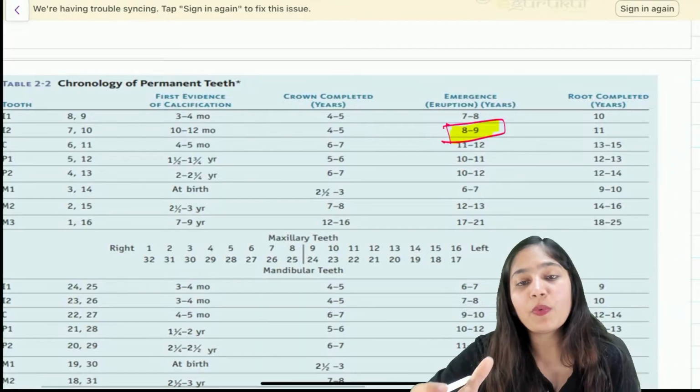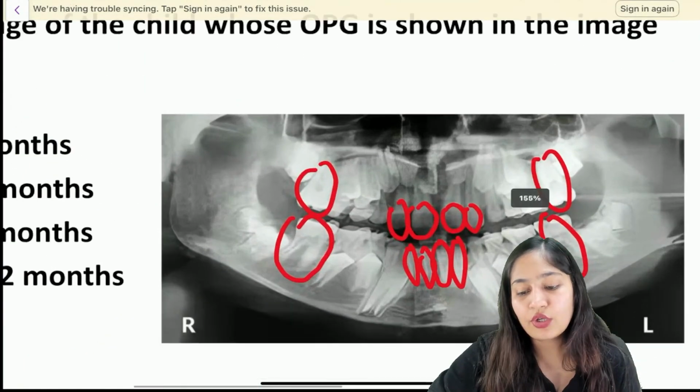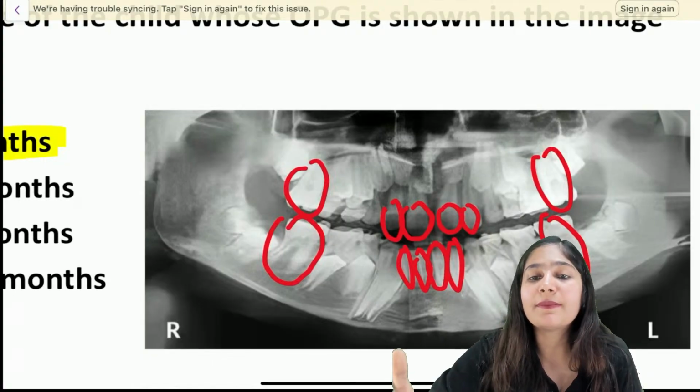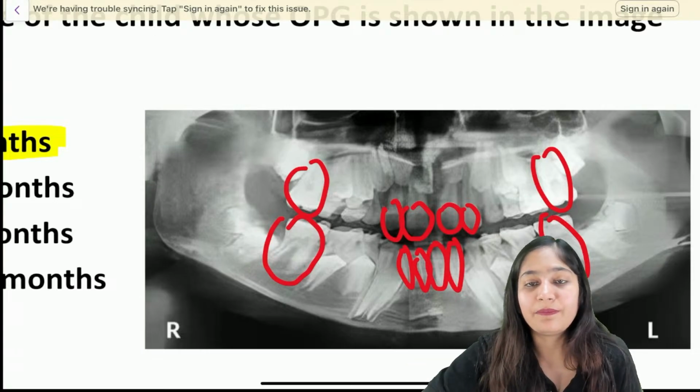So this type of question can come. Once a radiographic image was shown and you were asked about the succedaneous teeth. Which are the succedaneous teeth here? Right?